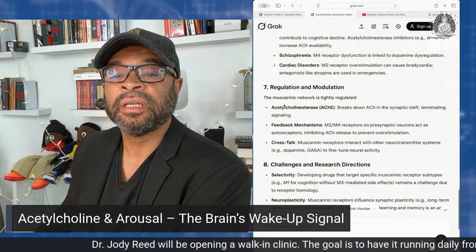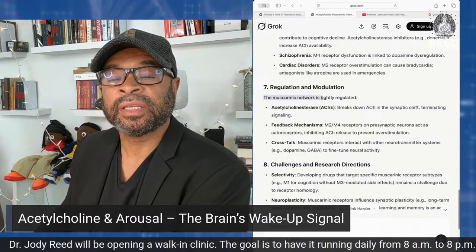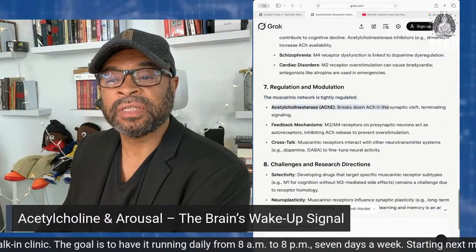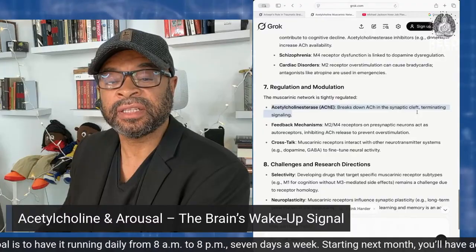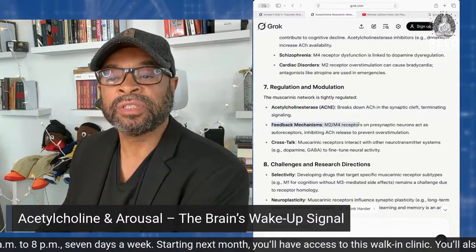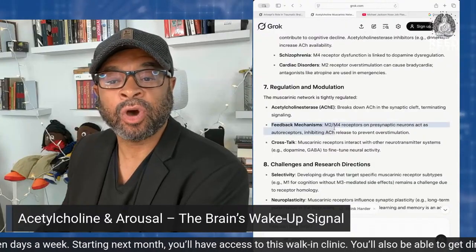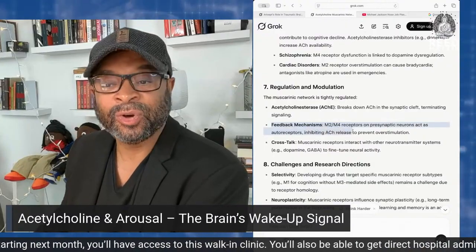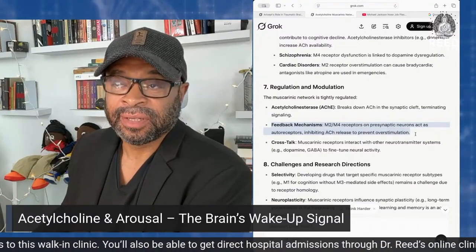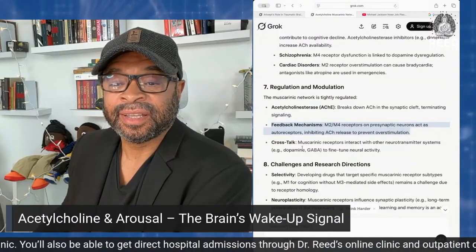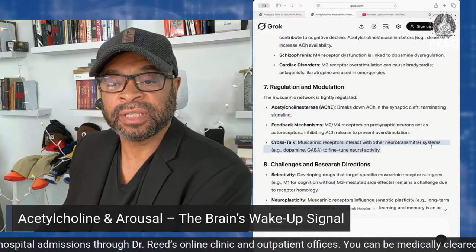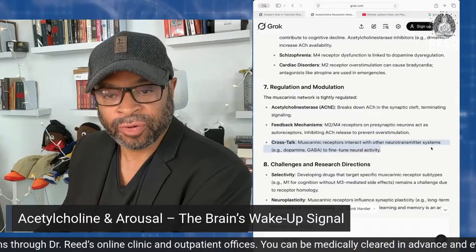Modulation. The muscarinic network is tightly regulated. Acetylcholinesterase breaks down acetylcholine in the synaptic cleft, terminating the signal. Feedback mechanisms from the muscarinic 2 and 4 receptors on the presynaptic cells act as autoreceptors, inhibiting acetylcholine release to prevent overstimulation. And then crosstalk. Muscarinic receptors interact with other neurotransmitter systems to fine-tune neuronal activity.